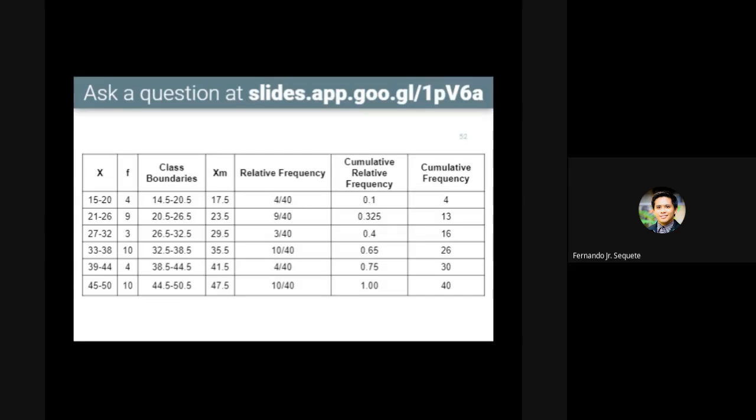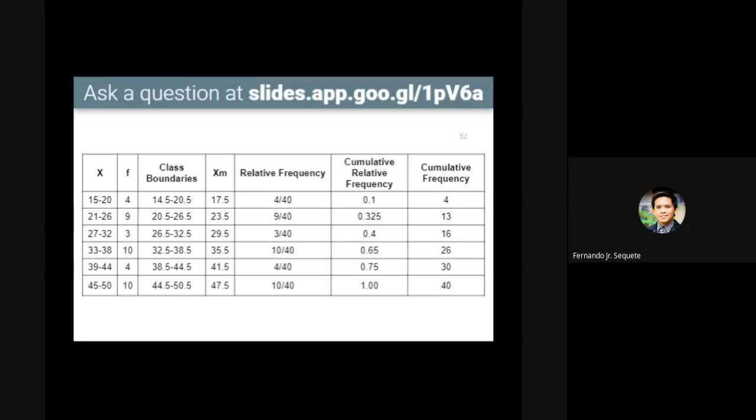Okay. This one, sa atin, kinuha natin yung existing sa ating children. We have frequency. We have class boundaries. We also have our midpoint. Nilagyan ko siya ng relative frequency. Okay? Sir, paano po gawin yung relative frequency, sir?